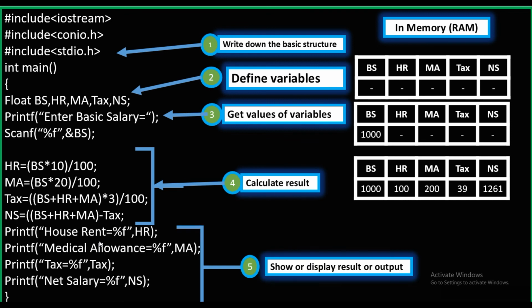In step 5, you have to display the house rent. Use printf message or cout message for displaying house rent, for displaying medical allowance, for displaying tax, and displaying net salary.